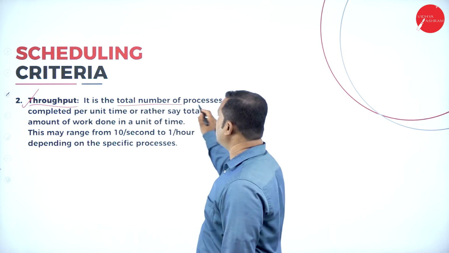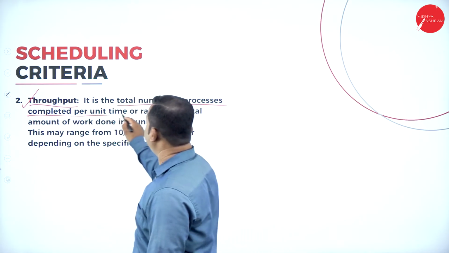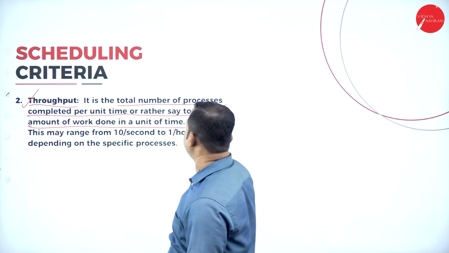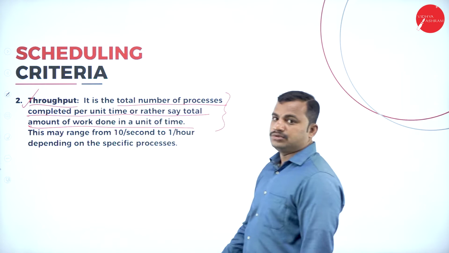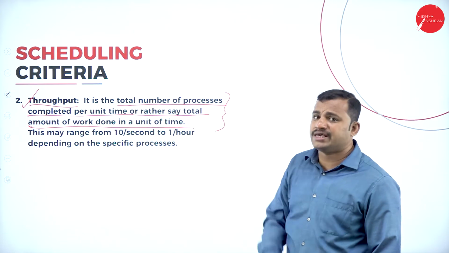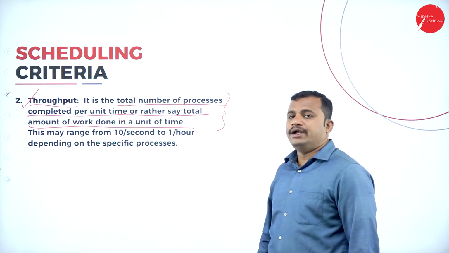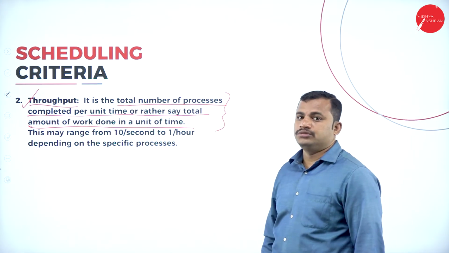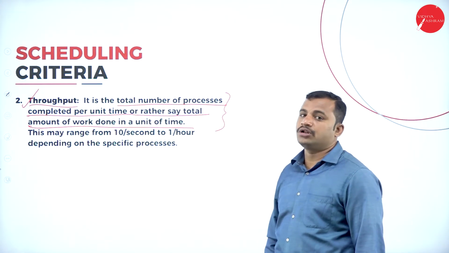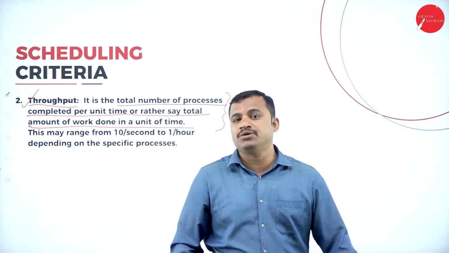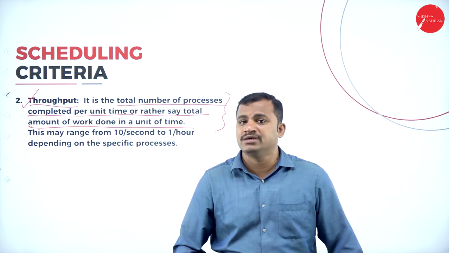Throughput indicates the total number of processes completed per unit time, or rather say the total amount of work done in a unit time is called a throughput. That means the total number of processes executed by an operating system in a unit time is called a throughput. Throughput can also be defined as the total number of processes executed by the CPU.